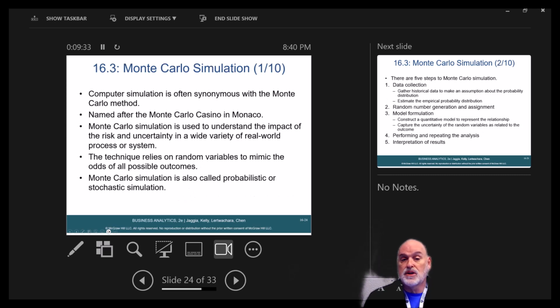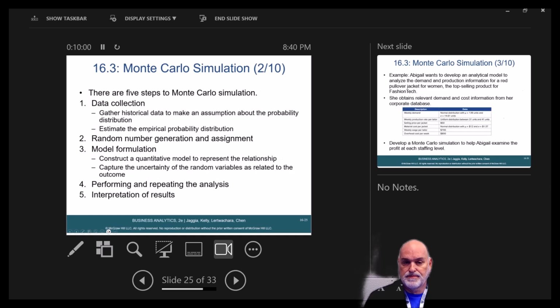Monte Carlo simulation. Computer simulation is often synonymous with the Monte Carlo method, named after the Monte Carlo Casino in Monaco. Monte Carlo simulation is used to understand the impact of risk and uncertainty in a wide variety of real-world processes or systems. The technique relies on random variables to mimic the odds of all possible outcomes. Monte Carlo simulation is also called probabilistic or stochastic simulation.